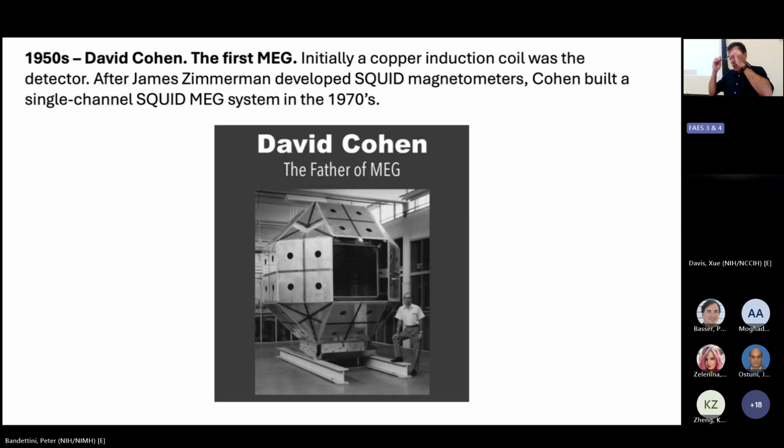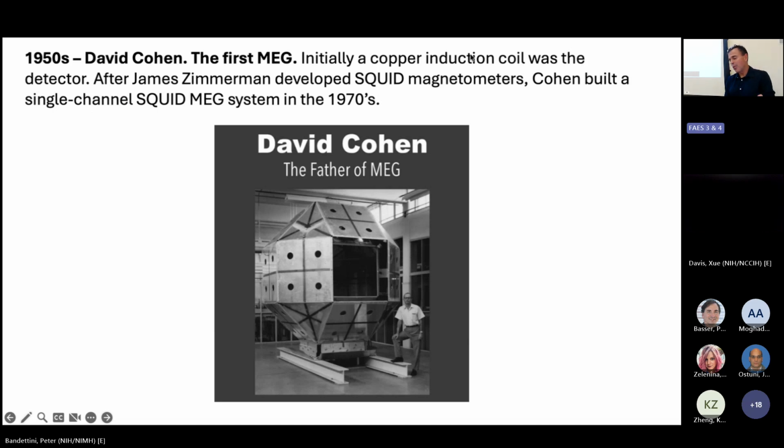So MEG came along. David Cohen, 1950s, created the first MEG, magnetoencephalography device. The concept of MEG is that you detect very, very weak magnetic fields on the surface of the skull that are produced by neurons that are aligned in a certain direction. So axonal projections create magnetic fields that wrap around on the surface of the skull.